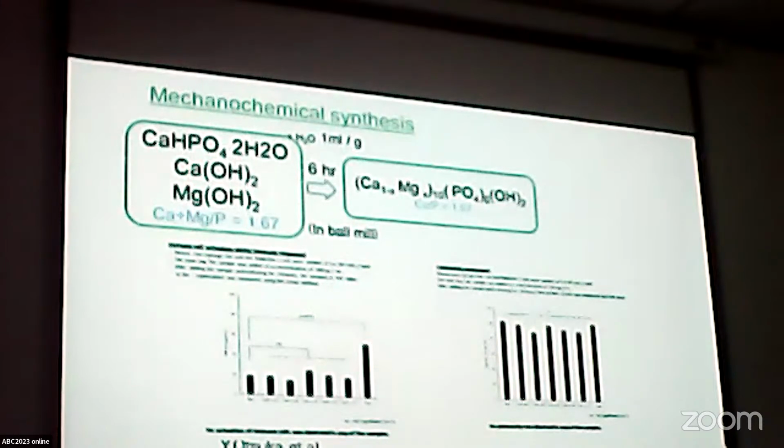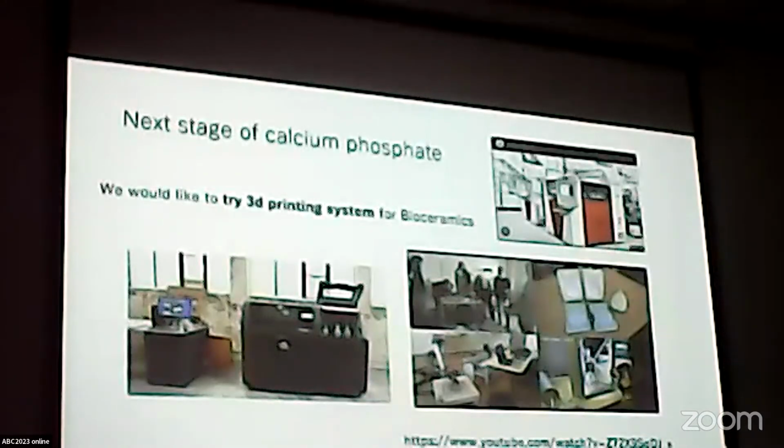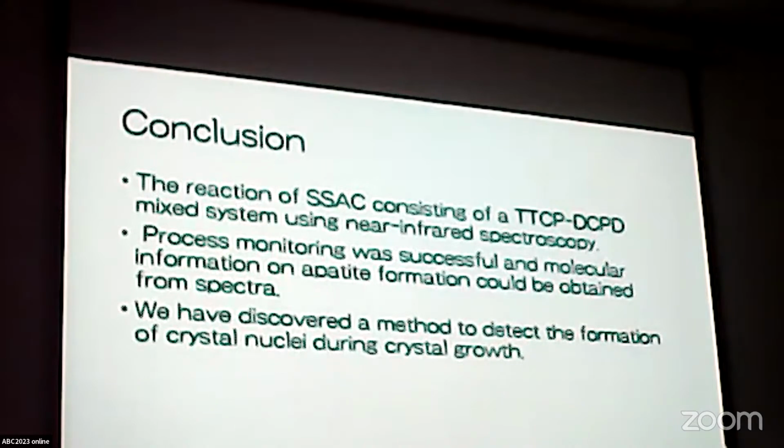We are now trying to mention appetite for characterization of the therapeutic spectra. We would like to try a 3D printer system for the appetites. So we are now trying. Thank you for attention.